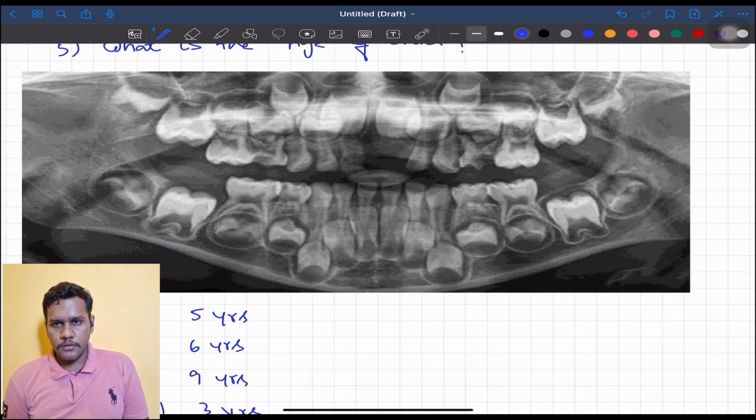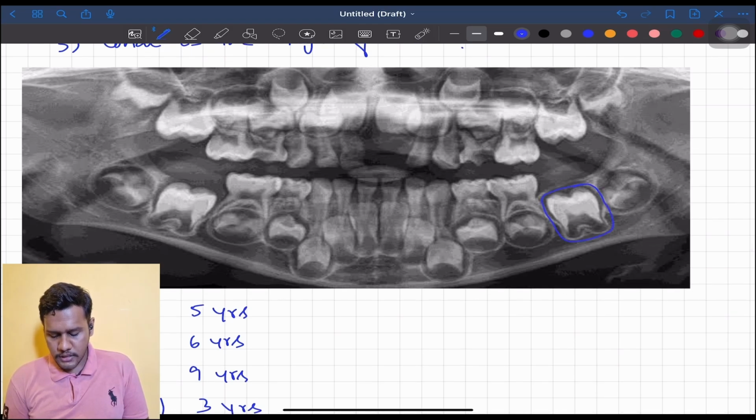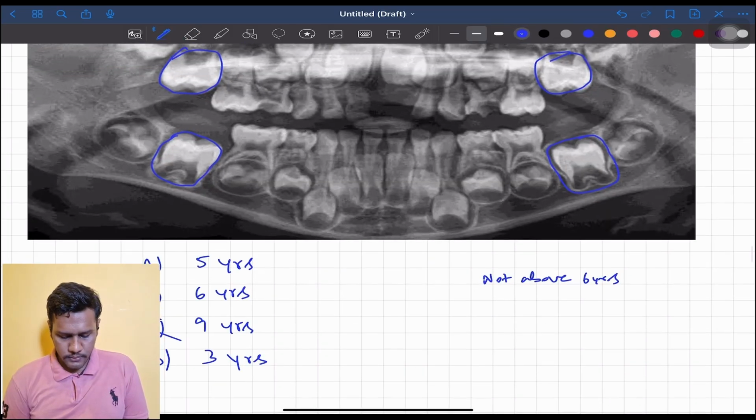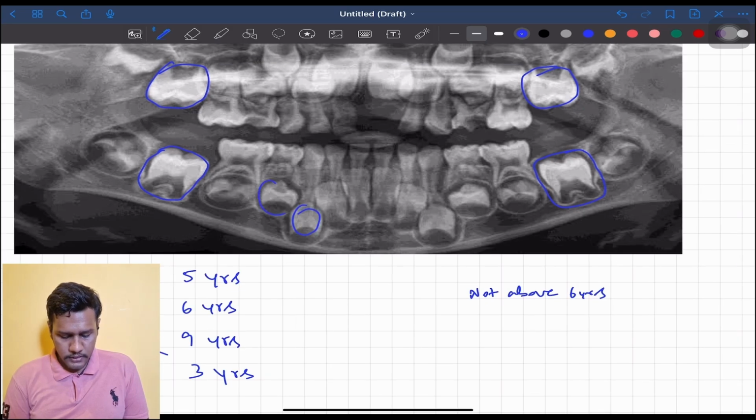The first thing you should check is the maximum age. You can clearly see the first permanent molar. This is also the first permanent molar. It's still not come into the oral cavity. So the age is not above 6 years. So then you can easily cut out this option. A tooth bud has started calcifying. This can't be 3 years of age. Then comes the option 5, 6.